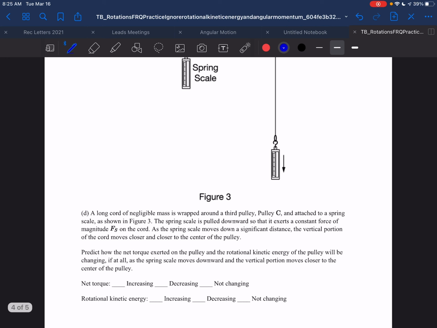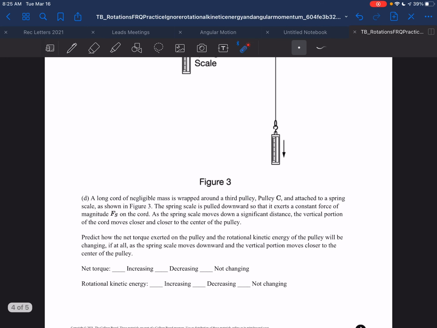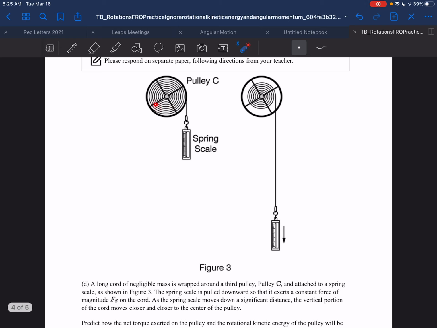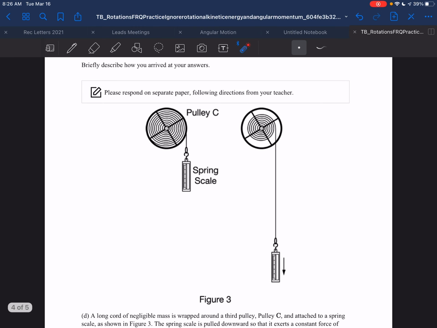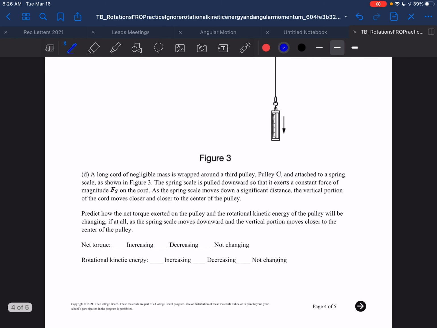Okay, and now this last part. Similar, but now we've got this wrapped around, and as it unwinds, notice that the radius where the string actually touches changes. We're supposed to predict how the net torque changes, and we're not worried about energy, since we haven't talked about that yet. But as the scale moves down, the radius is going to change. So the net torque is basically R times tension, but the radius decreases, which means the net torque is actually going to decrease.